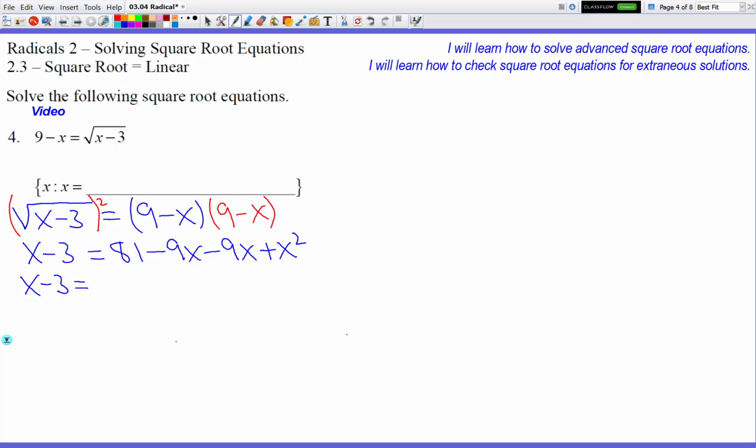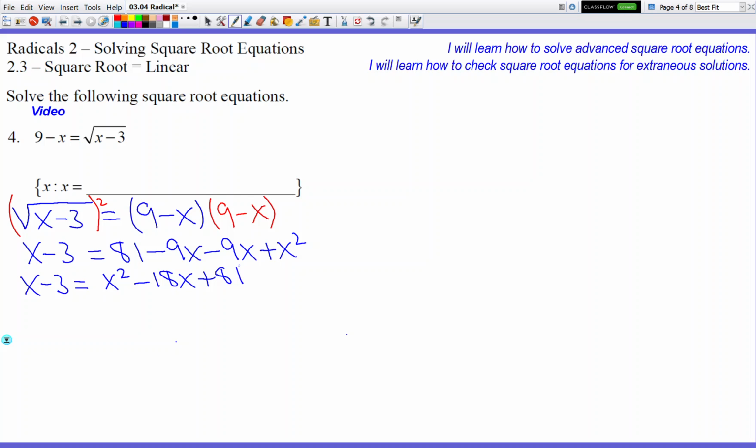Right side, we're going to combine like terms, and we're going to also reorder my terms by putting them in descending order. So x squared in the front, and go down from there. So negative 9x and negative 9x is negative 18x, and positive 81 at the very end. So that's called descending order, right? You're putting your biggest power in the front, your smallest power in the back.